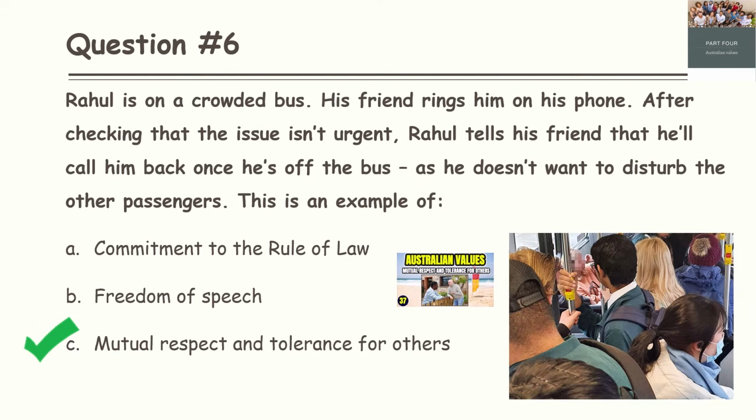Although Raoul wouldn't be breaking any laws by having a personal phone conversation on the bus, activating your phone's speaker mode and having loud personal conversations in crowded public places is generally frowned upon in Australia. Raoul's awareness of others' personal space and respect towards other passengers is an example of C. Mutual respect and tolerance for others.